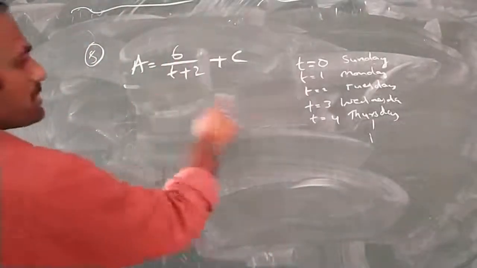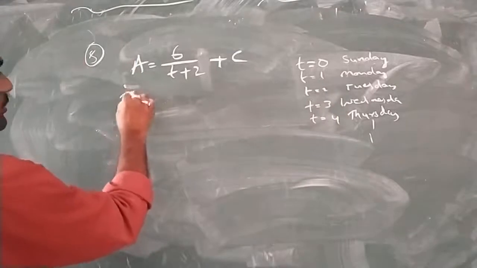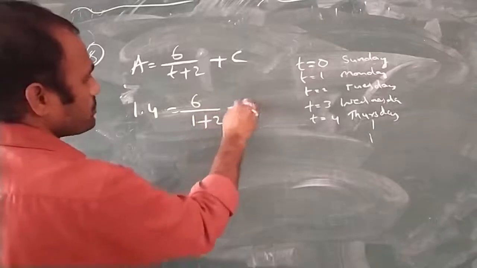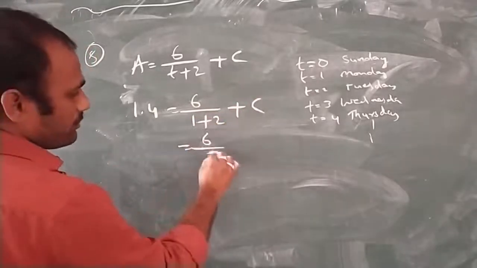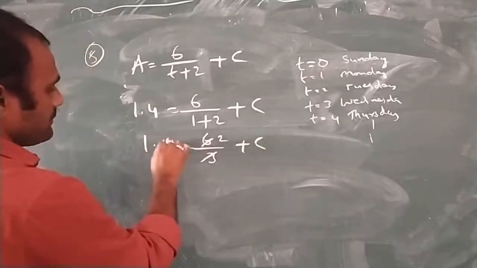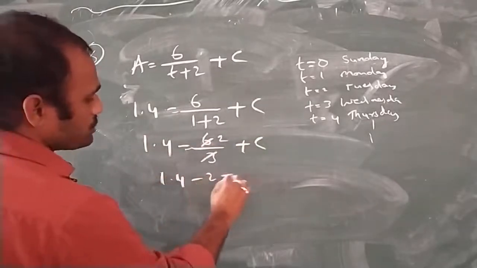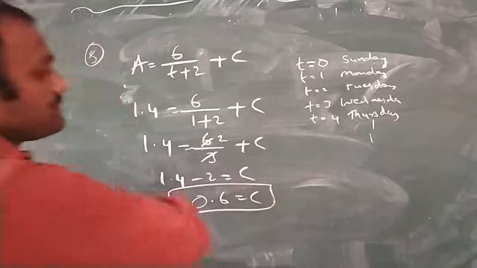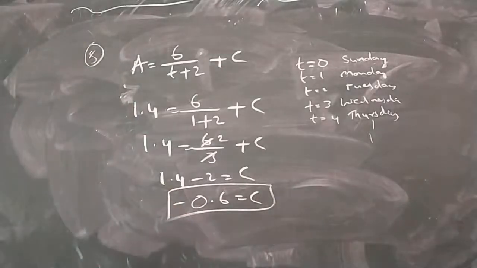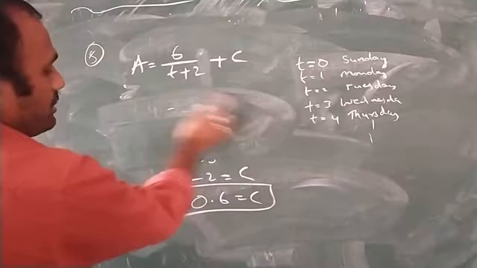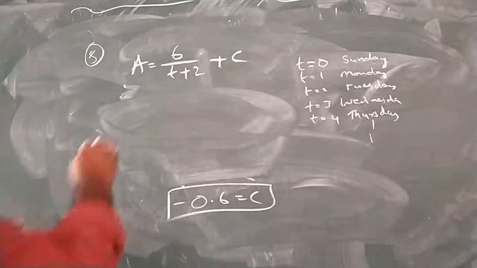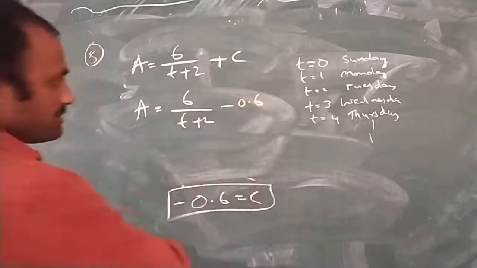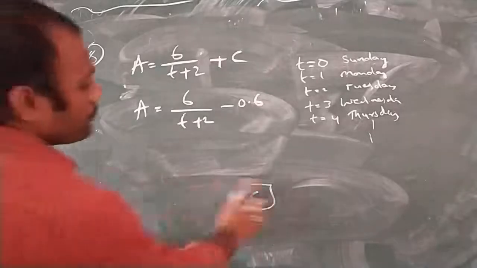Now to get the C value, let us put in the Monday value, which is given as 1.4. So 1.4 is equal to 6 by, Monday is 1, so 1 plus 2 is 3, so 6 by 3, that is 2, plus C. So 1.4 minus 2 is equal to C. So it will be minus 0.6. I got the C value as minus 0.6. So I will substitute this in that equation, so the equation will become A is equal to 6 by t plus 2 minus 0.6.